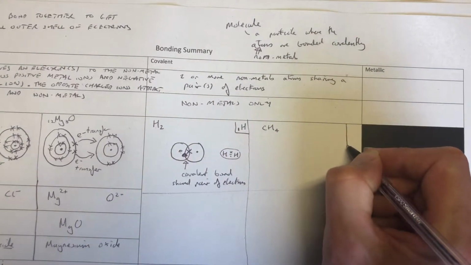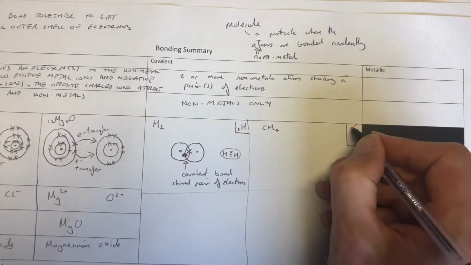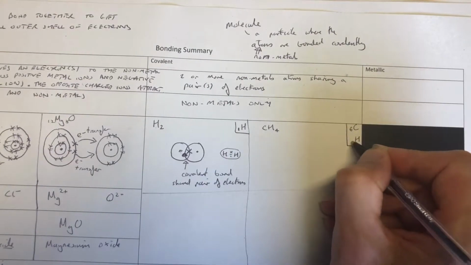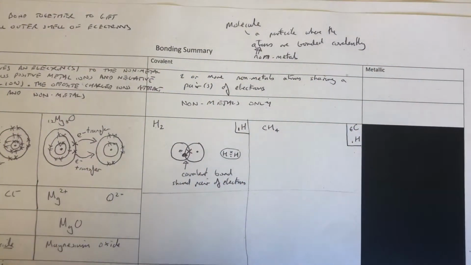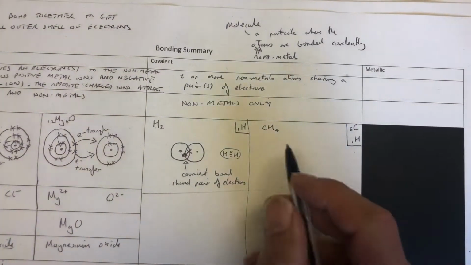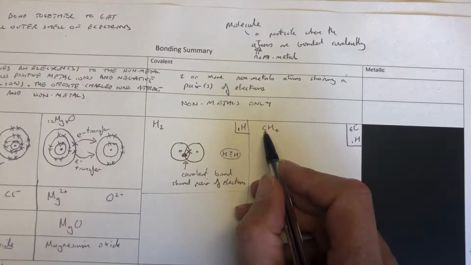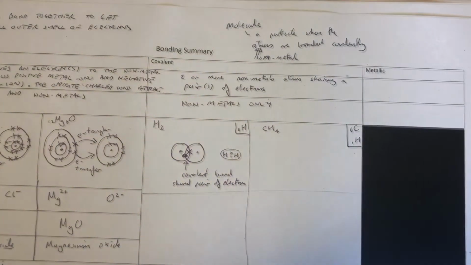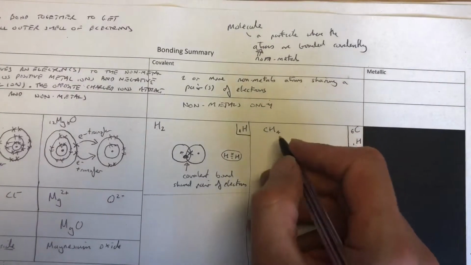Well, we need to look for the atomic numbers. They're found on the periodic table. The atomic number of carbon is 6, and the atomic number of hydrogen is 1. Now, when doing these, let's draw the atom that is there least first. So the atom that is there least is carbon.